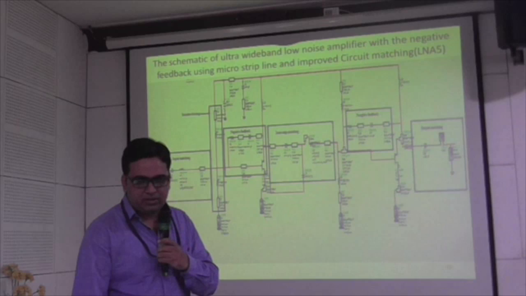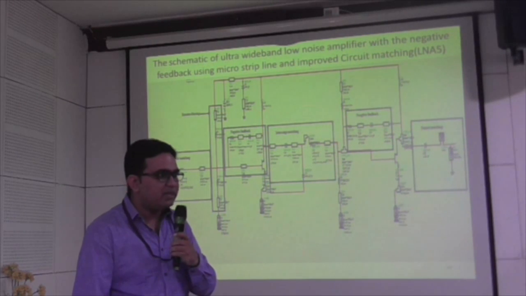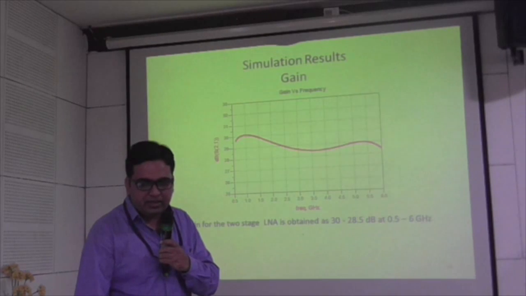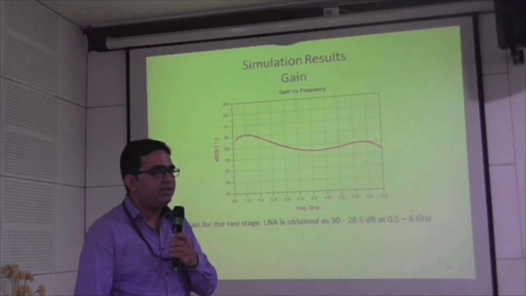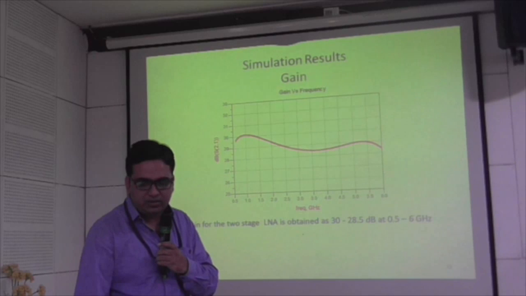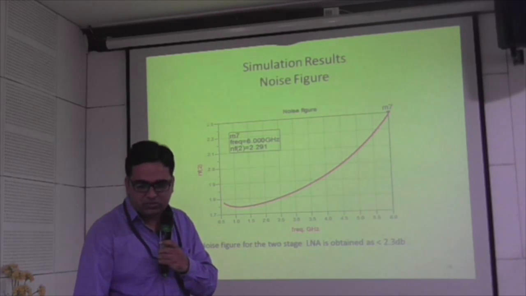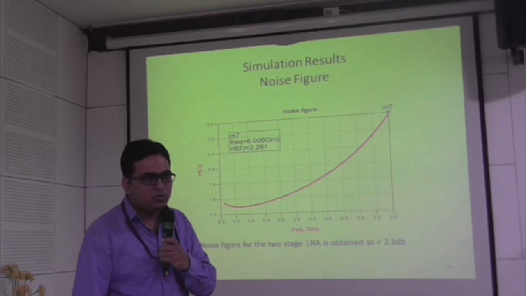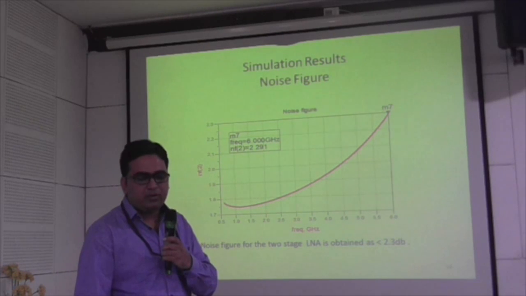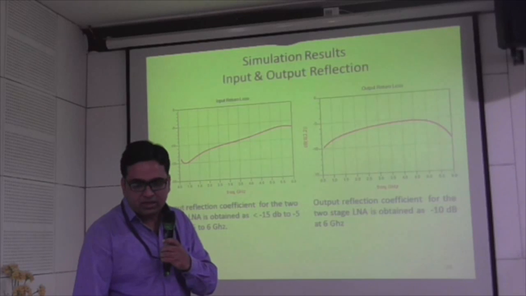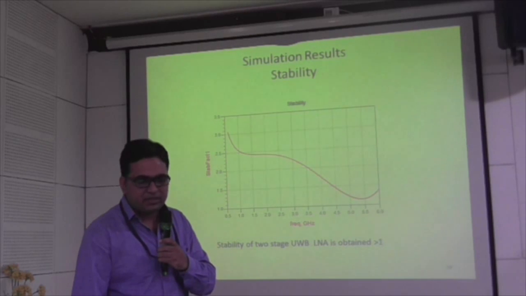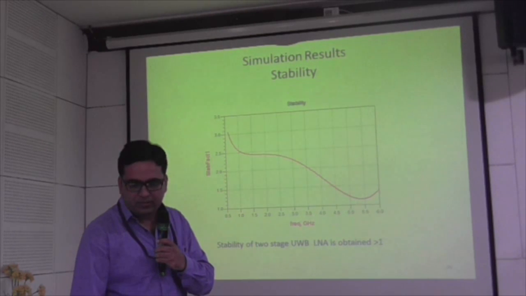Then I designed with the improved circuit matching, using the stripline structure, and the gain I have achieved is around 30 dB for this low noise amplifier that works on 0.5 to 6 GHz. The noise figure is also less than 2.3 dB for the overall band of 0.5 GHz to 6 GHz. And the input and output return loss is around minus 10 dB, and the stability is greater than 1 for the overall band.